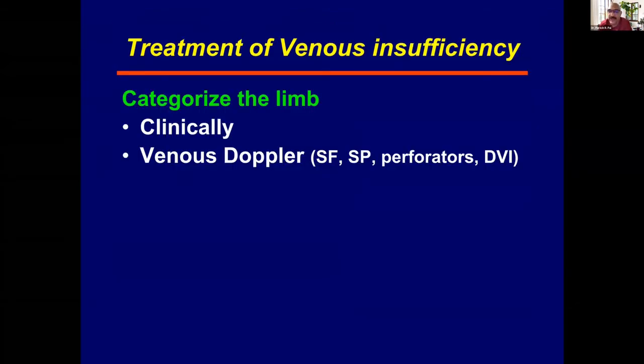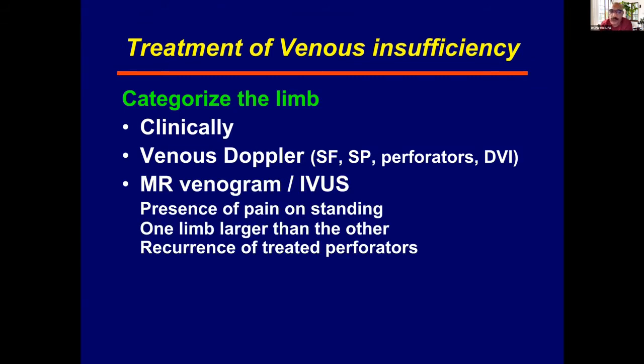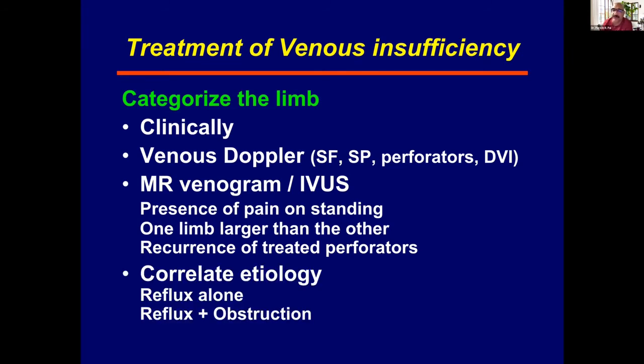Now, when you're treating these ulcers, after you get these wounds to heal or before you start treating, it's very important that we categorize the limb clinically as well as with venous Doppler. Generally, I tend to do the venous Doppler after the ulcer heals, because otherwise you find that this report is usually incomplete and it tends to mislead you. We also do MR venogram or IVUS, especially if there is presence of pain on standing. This can be either in the calf or in the thigh area. One limb is larger than the other, generally indicating, like Madam said, post-thrombotic limbs. And there is recurrence of treated perforators. So these are the patients where you start suspecting that there is a problem higher up.